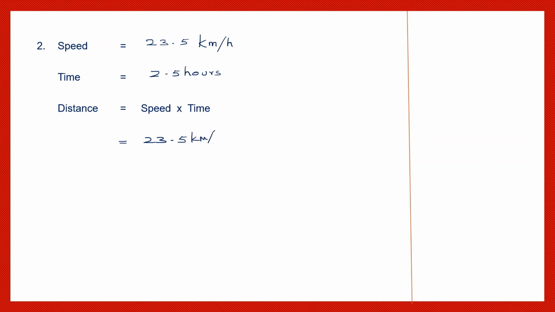Now speed, which is found out to be 23.5 kilometers per hour, and time is 2.5 hours. Okay, so this is the time given to us. Speed we found out. Now we are asked to find distance, and the formula to find distance is speed into time. So speed is 23.5 kilometers per hour, and multiply this with time, which is 2.5 hours. So let's multiply these two numbers. That is 23.5 into 2.5.